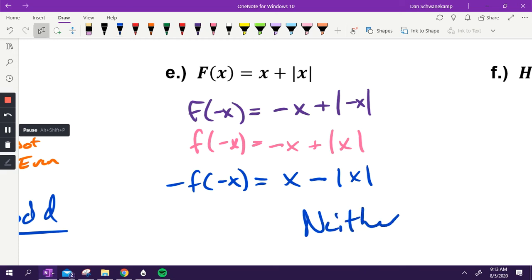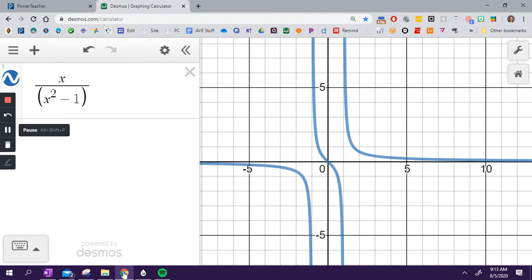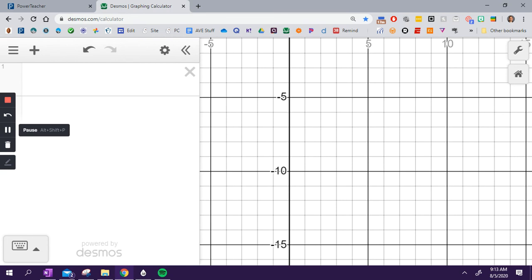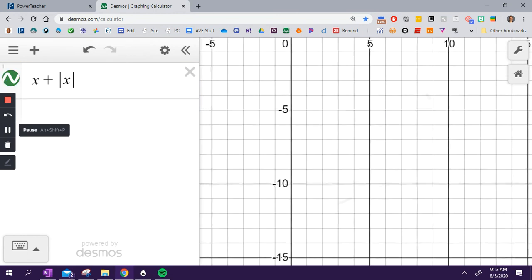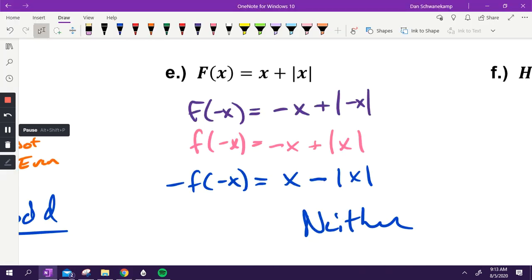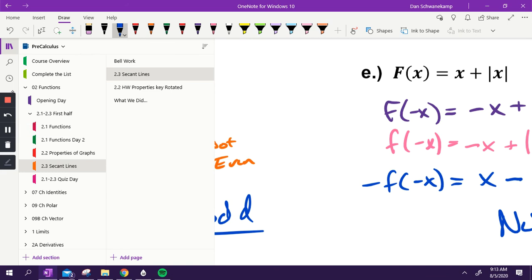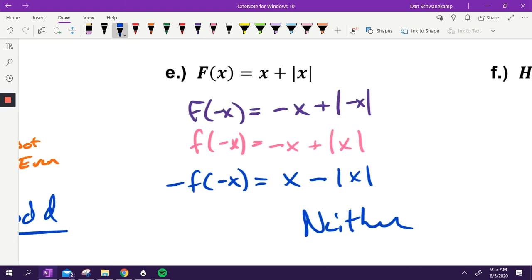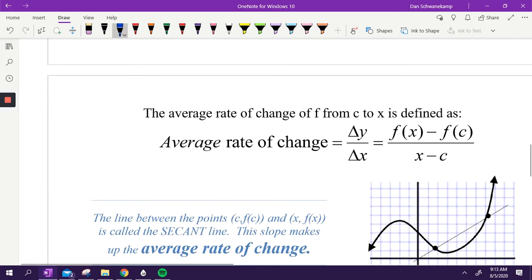It's neither. Okay, just so you see it, let's graph it. x plus the absolute value of x. There's your graph. Definitely not even, definitely not odd. It's neither. All right. Flip that paper over to the backside. You'll have some more practice with that tonight, so you shouldn't be awful with it. We'll start tomorrow's class by going over any questions you have from homework, so you should be fine.